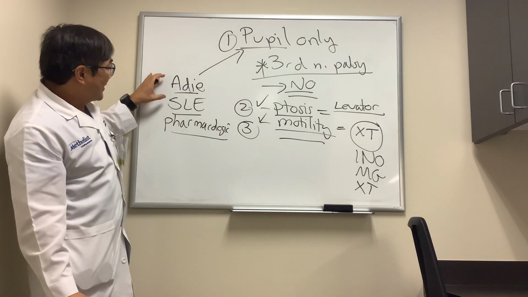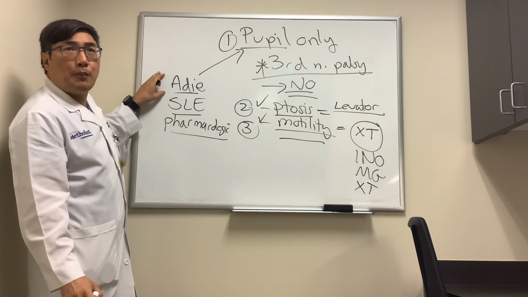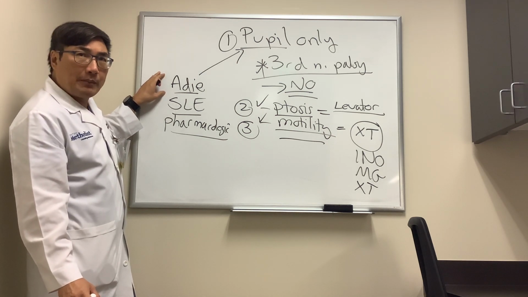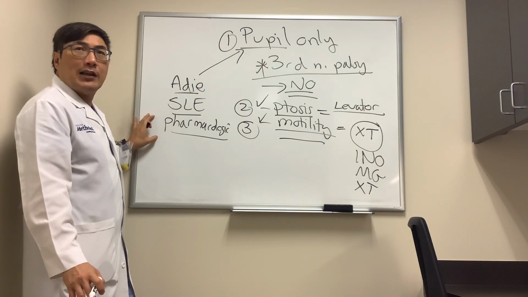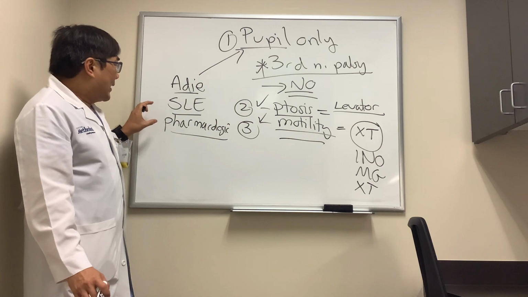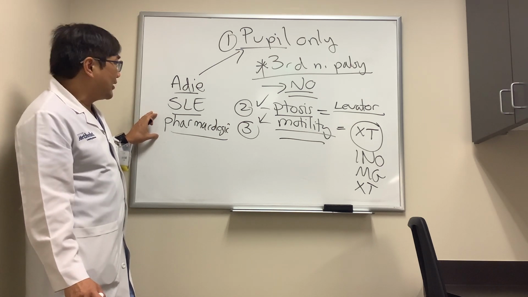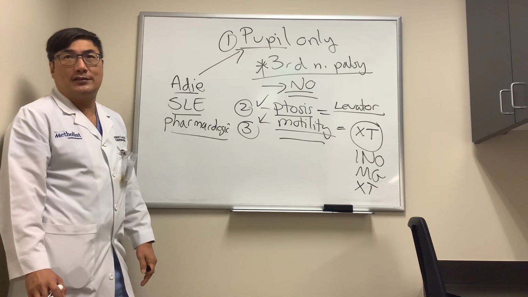And then pharmacologic testing can differentiate these entities. Adie's tonic pupil will show super sensitivity to low-dose pilocarpine, 0.1%. Pharmacologically blocked pupils from pharmacologic mydriasis from anti-acetylcholine agents will be blocking the junction, and therefore pilo 1% will not constrict that pupil.